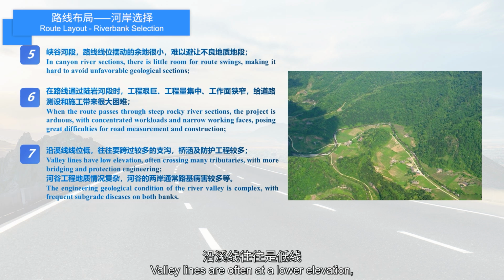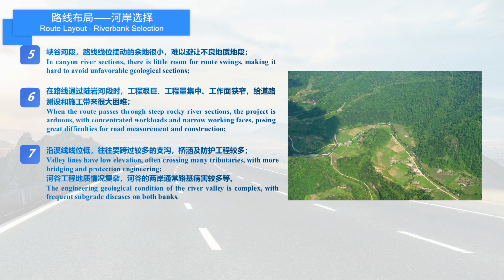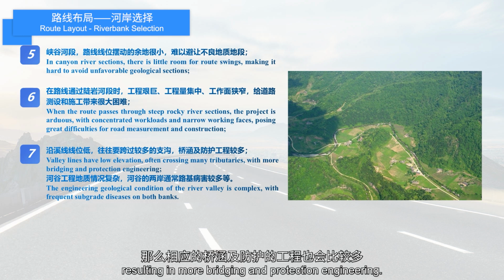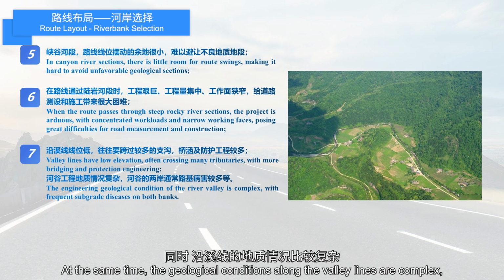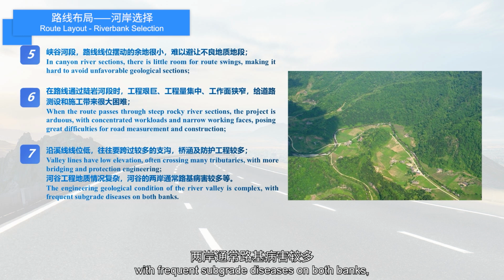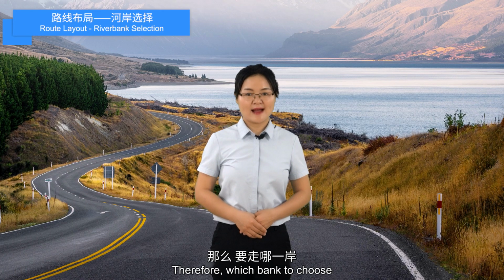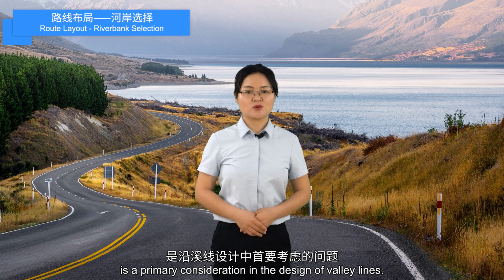Valley lines are often at a lower elevation, so they cross many tributaries, resulting in more bridging and protection engineering. At the same time, the geological conditions along the valley lines are complex, with frequent subgrade diseases on both banks, requiring special treatment for these diseases. Therefore, which bank to choose is a primary consideration in the design of valley lines.